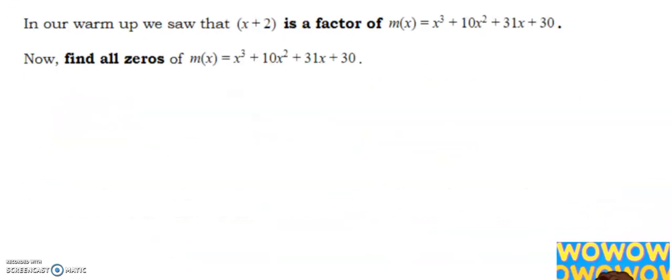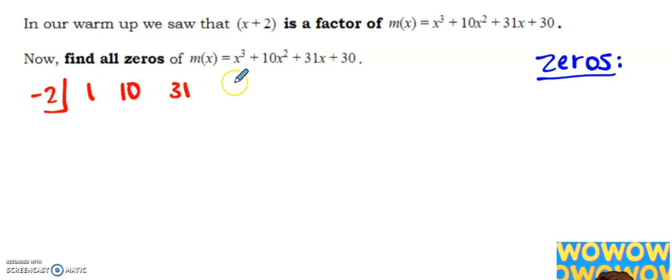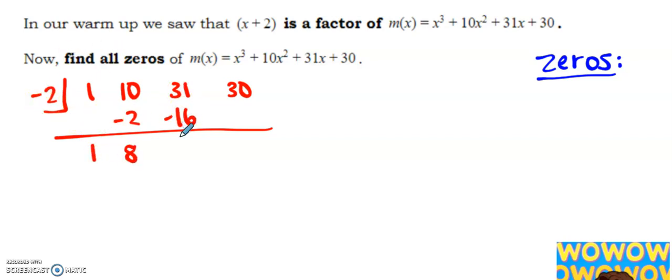All right, so in our warm-up, we saw that x plus 2 is a factor of this function. It says now find all zeros. So what I like to do is I like to list my zeros off to one side. Because of my synthetic division, I already know that -2 is going to be a 0, because x plus 2 was a factor, which means I had a remainder of 0. So all I'm doing here is copying down what you guys already had in your warm-up. You might want to add that back. So I just found that one of my zeros is x equals -2.